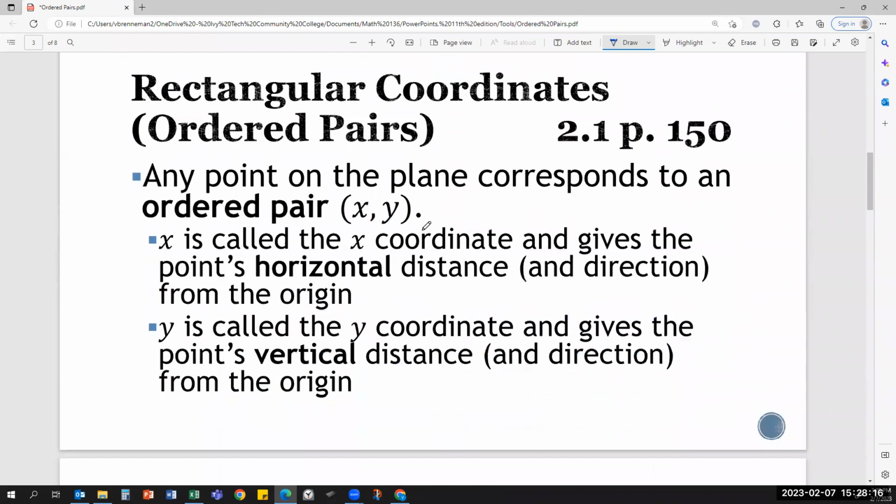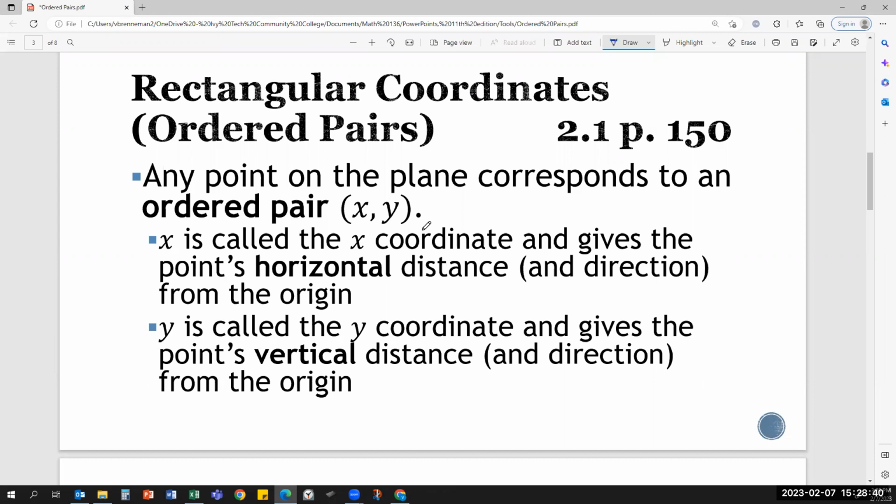So then any point on the plane again can be identified by its horizontal distance and then its vertical distance from the origin. The horizontal distance we call the x coordinate and the vertical distance the y coordinate. And we always give them in order, the x and then the y, put inside parentheses, separated by a comma. So we have that format.